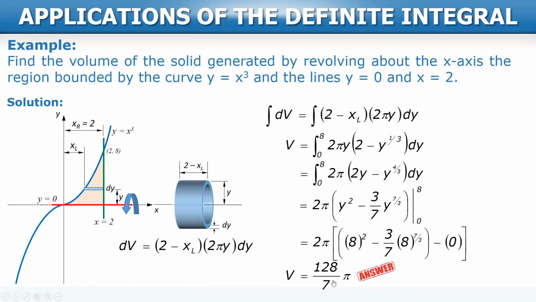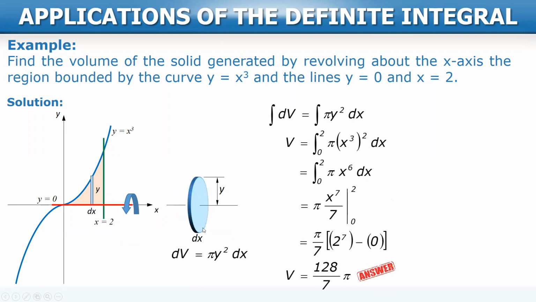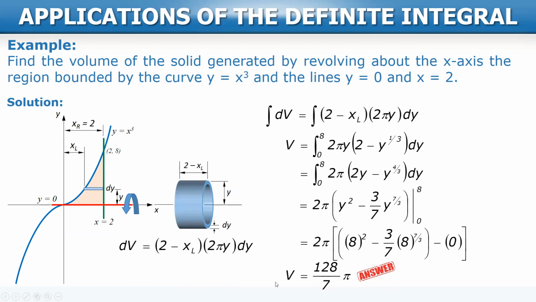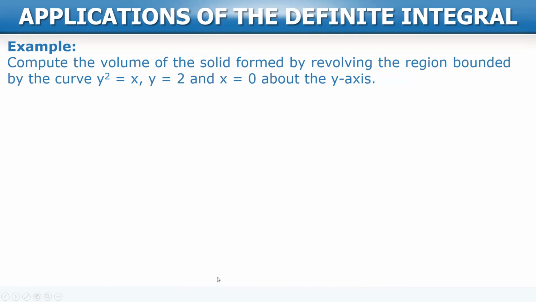Let's check this value against the previous method or the other method. Okay. Using the cylindrical disc method, the answer is 128 over 7 pi. Next one. Compute the volume of the solid formed by revolving the region bounded by the curve y squared equal to x, y equals 2, and x equal to 0 about the y-axis.